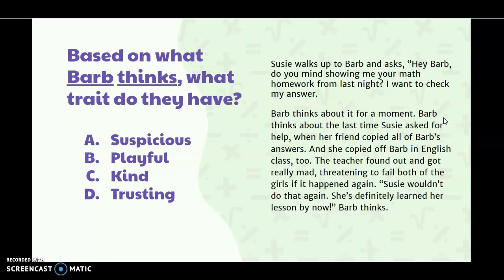So based on what Barb thinks, what trait do they have? A, suspicious. B, playful. C, kind. D, trusting.